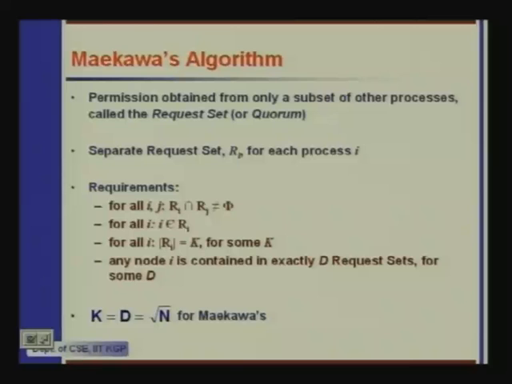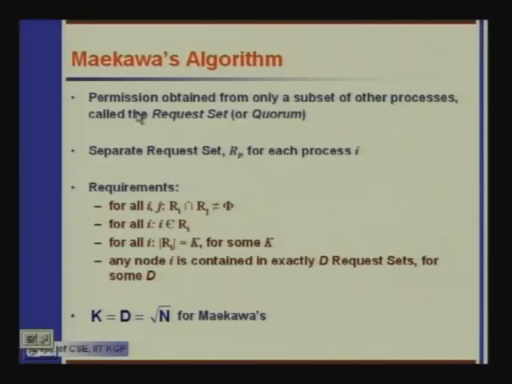We will start with where we left off in the last class. Namely, we were looking at Maekawa's algorithm for distributed mutual exclusion. Now, let us quickly recapitulate the algorithm and then we will see what the problems with this algorithm are.